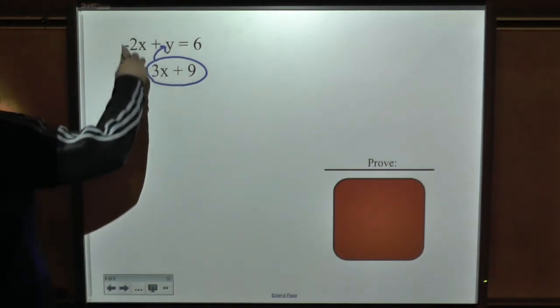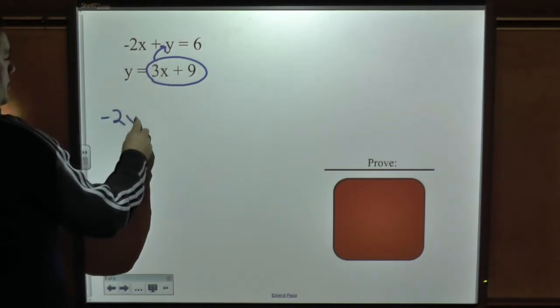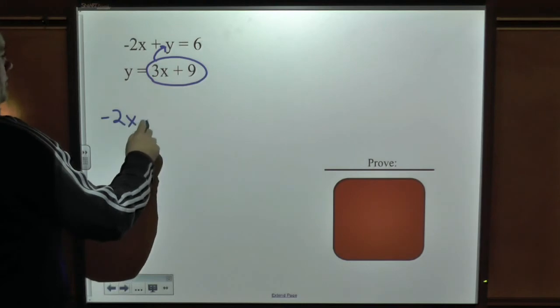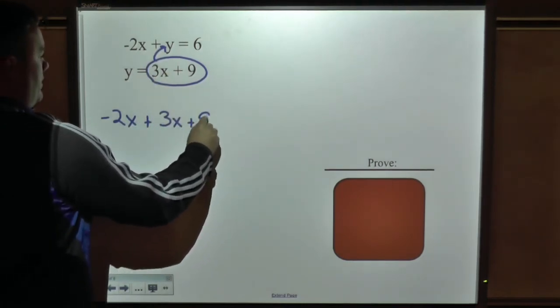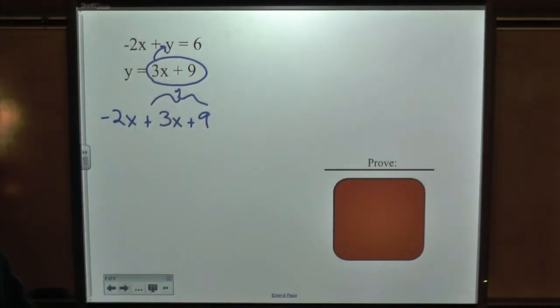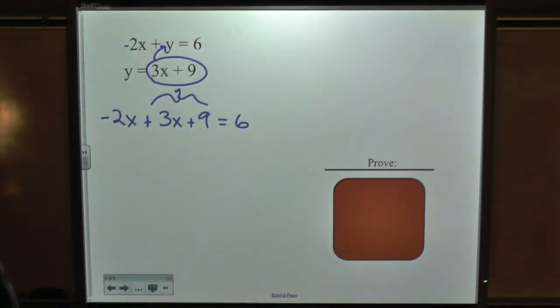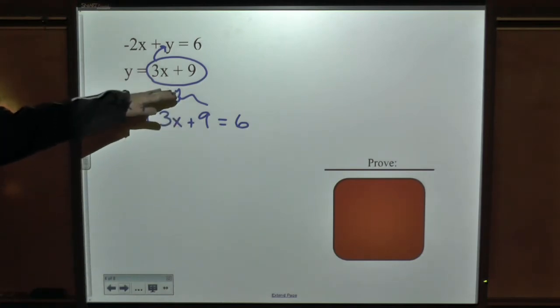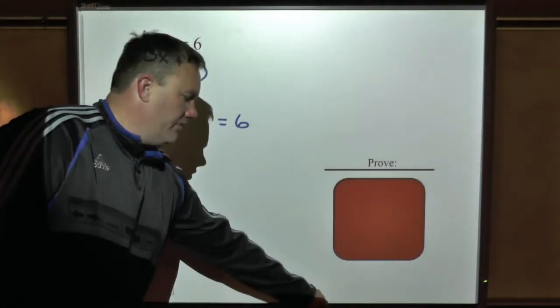So, in this second one, instead of writing y, we're going to start off with the negative 2x, plus the value of y. Instead of a y, we're going to write 3x plus 9. This is the value of y. And this is all equal to 6. And again, the reason why we're doing this is because you can't solve an equation with two different variables in it. You can only solve an equation with one type of variable in it. So we're manipulating it and creating a new equation that has only one type of variable in it.